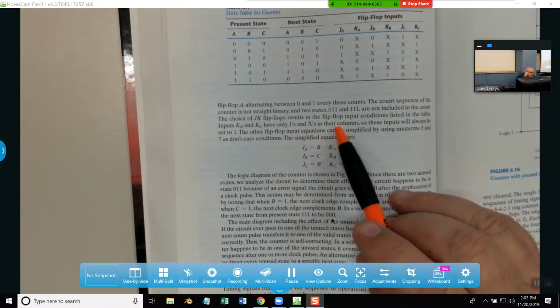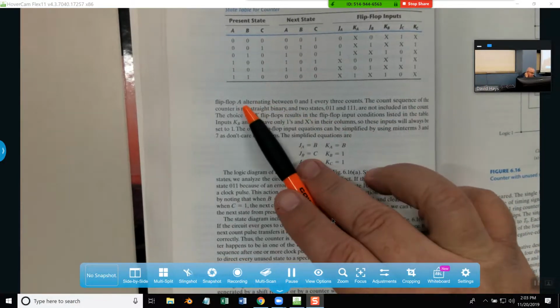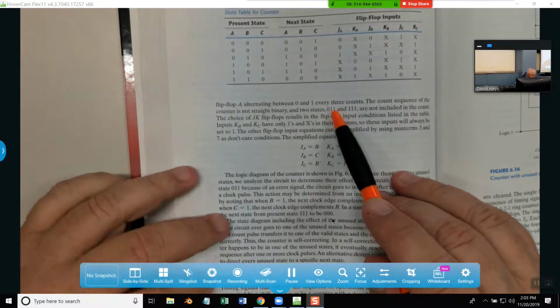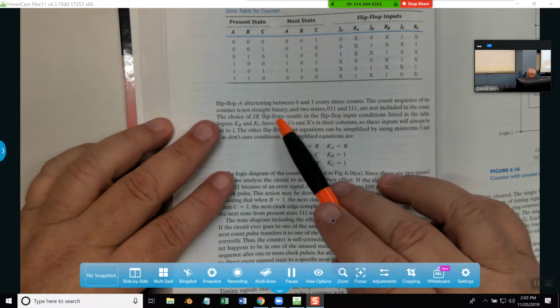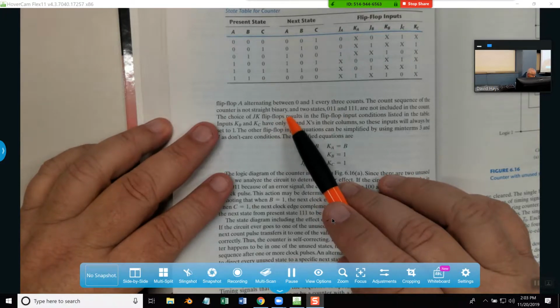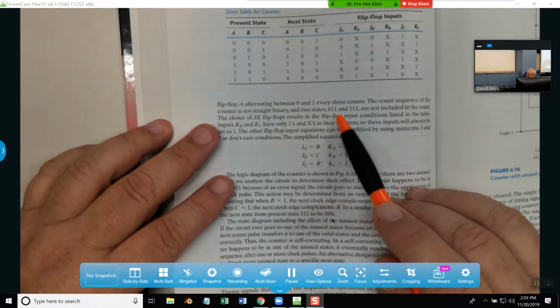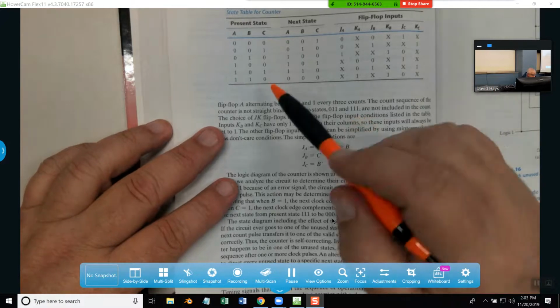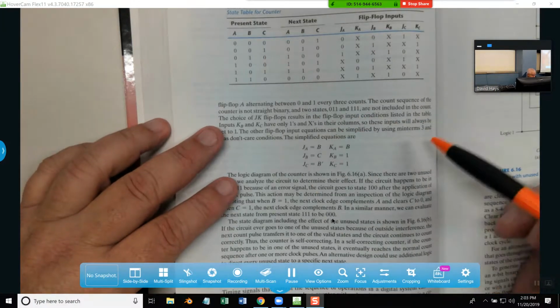So flip-flop A alternates between 0 and 1 every 3 counts. The count sequence of the counter is not straight binary, and 2 states, 011 and 111, are not included in the count. Basically, the two options where you have 1, 1 for B and C.